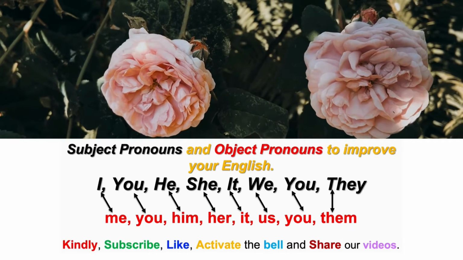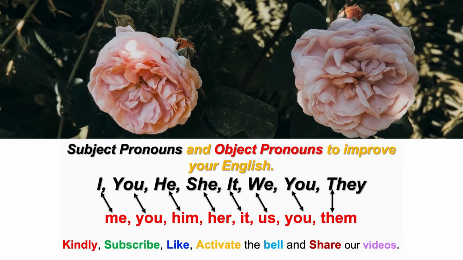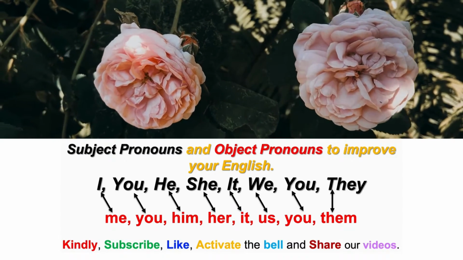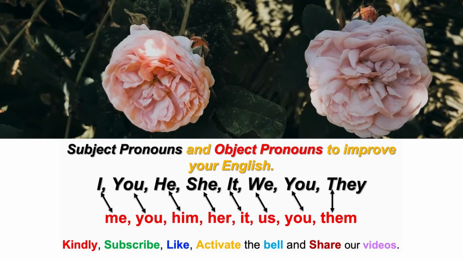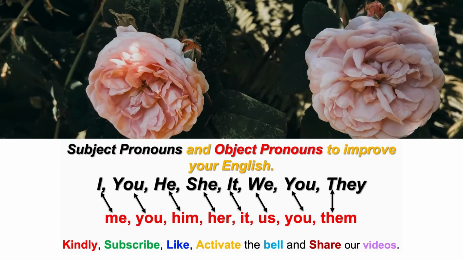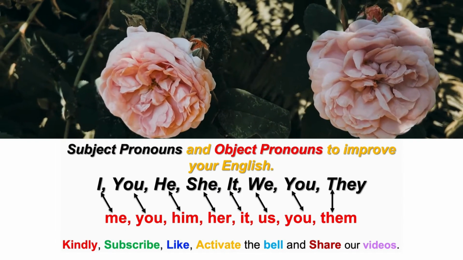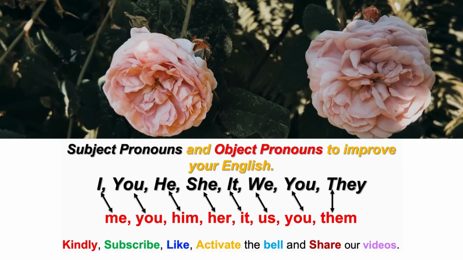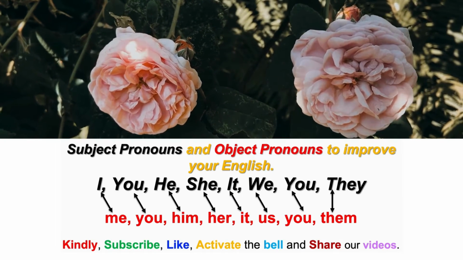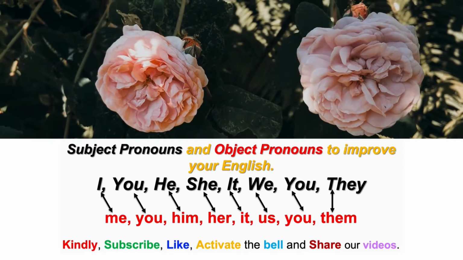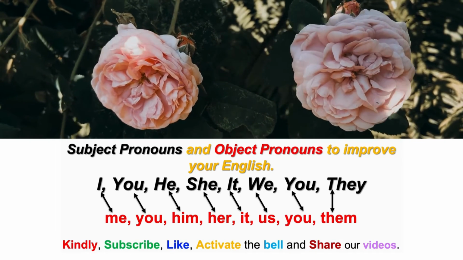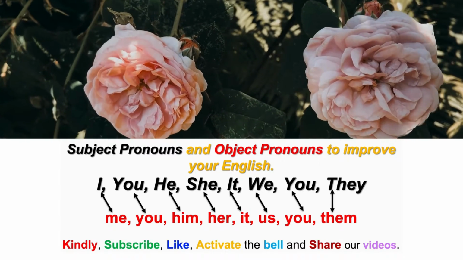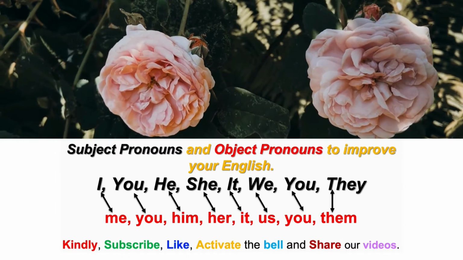If you see very well that I've written subject pronouns with capital letters. Why? Because they come at the beginning of the sentence. And object pronouns, I wrote them with small letters. Why? Because they never come at the beginning of the sentence.